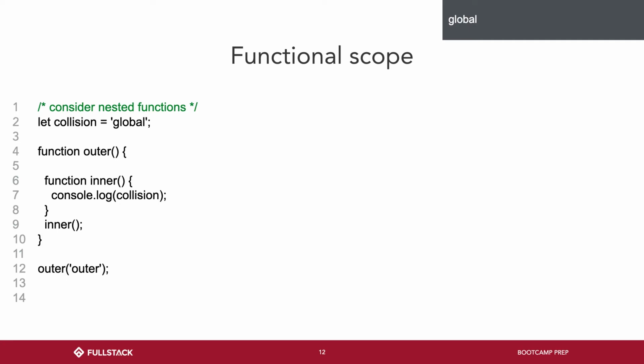Same thing, except now we're still passing in the string outer into this function, but we don't actually have a parameter here to capture that value. So we get global, because collision is still defined out there. Right? You can pass an infinite amount of things into a function, but nothing will ever happen to them if you don't have parameters set up to capture those values and put them in variables. Okay? Does that make sense?